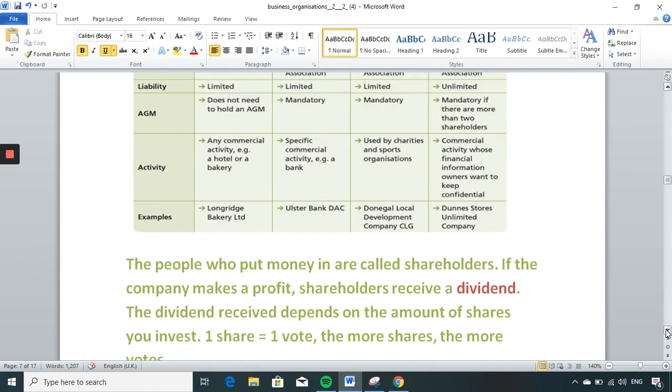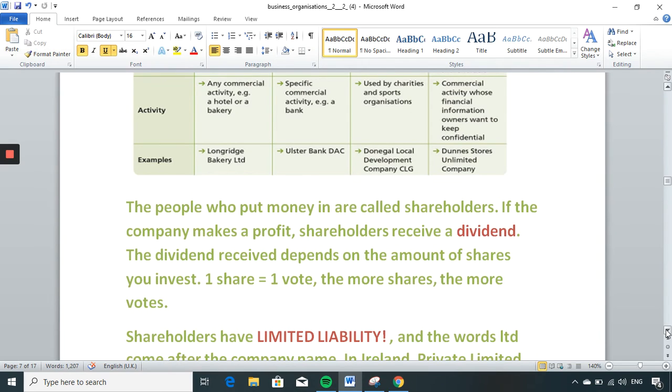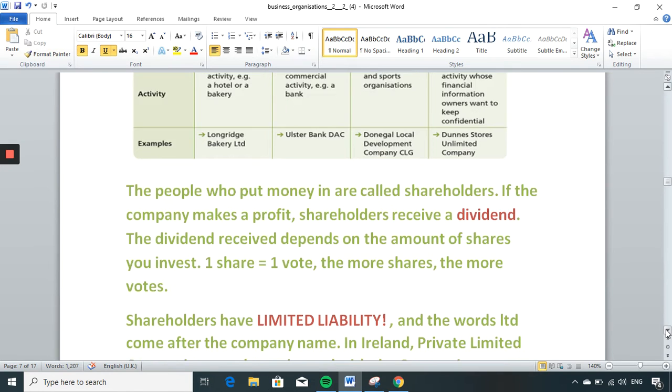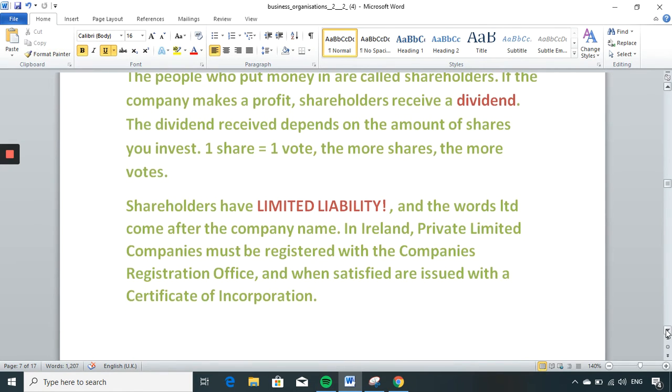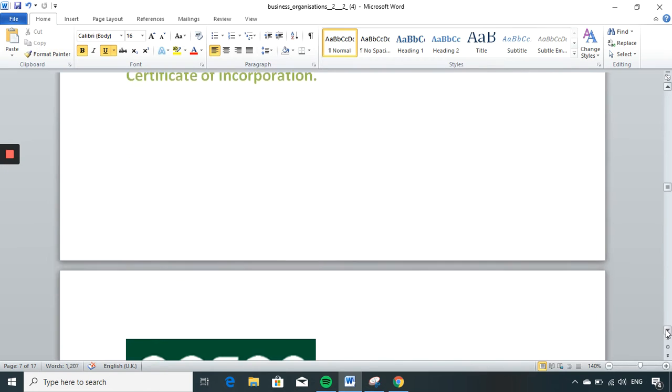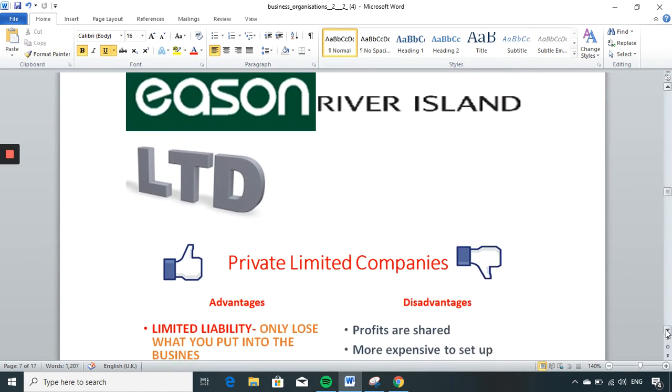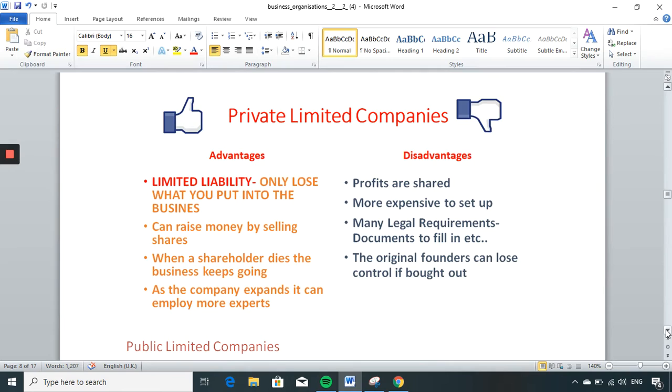So if I scroll down a bit, shareholders receive a dividend. Generally, one share is one vote, etc. You see the limited liability there as well, so you'll only lose what is invested in the business. And there you have the advantages and disadvantages of private limited companies as well.